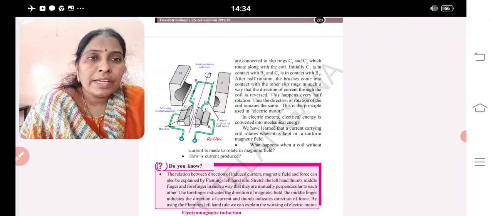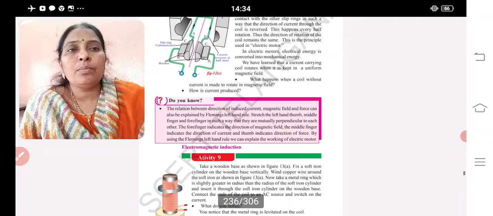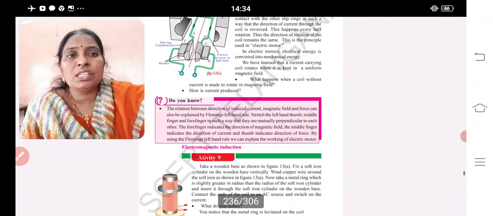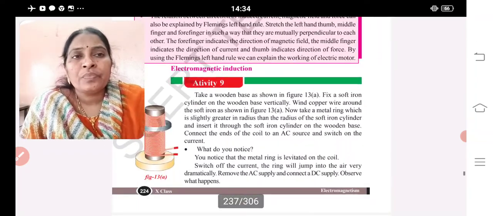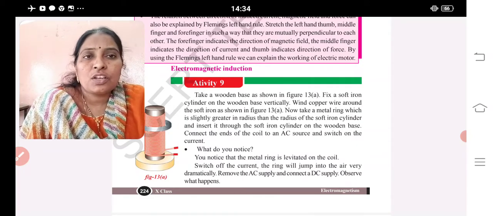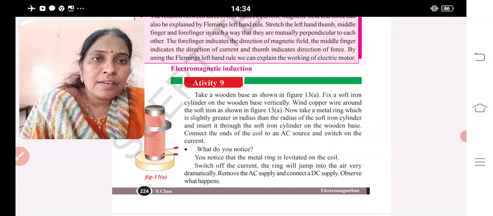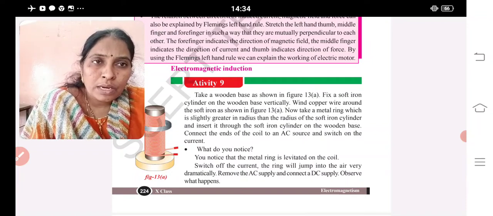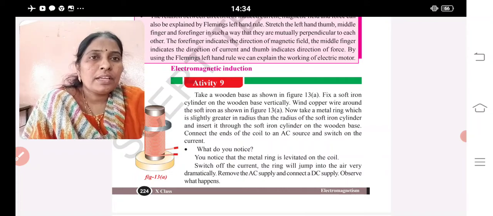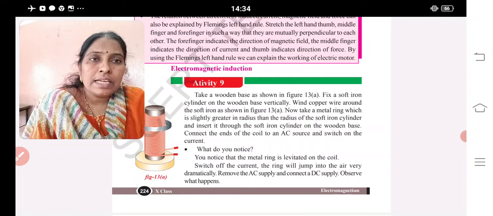Now we are going to find the relation between the current and the coil when it is rotated in a magnetic field. Further, a simple activity is given on electromagnetic induction. Take a wooden base as shown in figure 13a. Fix a soft iron cylinder on the wooden base. Wind copper wire around the soft iron cylinder. Now take a metal ring which is slightly greater in radius than the soft iron cylinder and insert it over the soft iron cylinder on the wooden base.